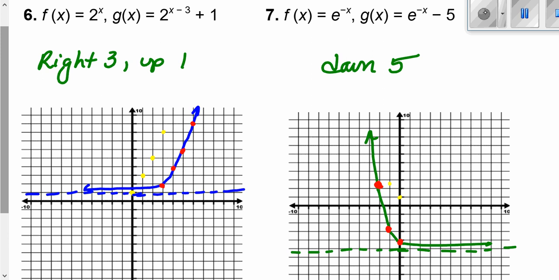So in question 6, the 3 slides you to the right, and the 1 will slide you up, and I have a picture here of what that graph would look like. The yellow dots on my picture are from the parent function. Though I just noticed I have a little mistake here, I think. Do I? 1, 2, 3. No, maybe I'm okay. So those yellow dots are from the parent function, and then the solid graph is g of x, and then the same thing is true on my second graph. I know you didn't have to graph, I'm just showing you.